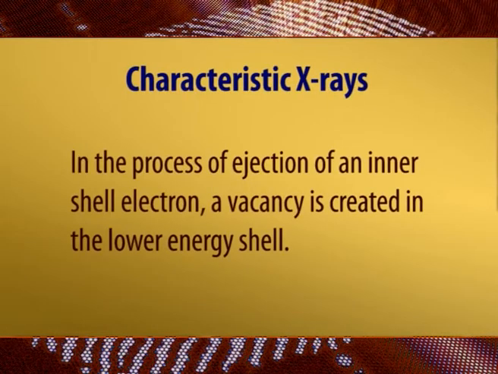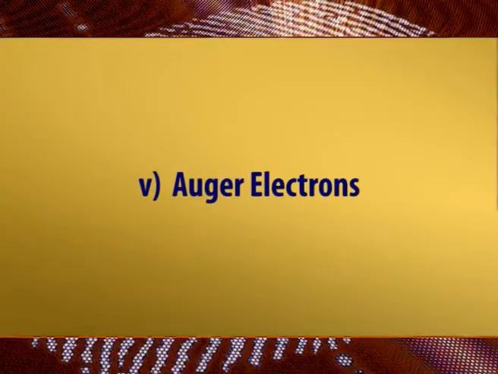Then you have the characteristic X-rays. In the process of ejection of an inner shell electron, a vacancy is created in the lower energy shell. In order to amend the energy imbalance, an electron from a higher energy level drops to fill the electron hole in a lower energy level. This is usually accompanied by emission of an X-ray photon having characteristic energy depending upon the difference between the two energy levels involved in the electron transition.